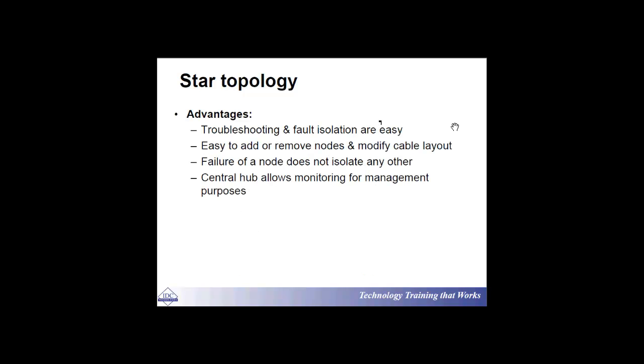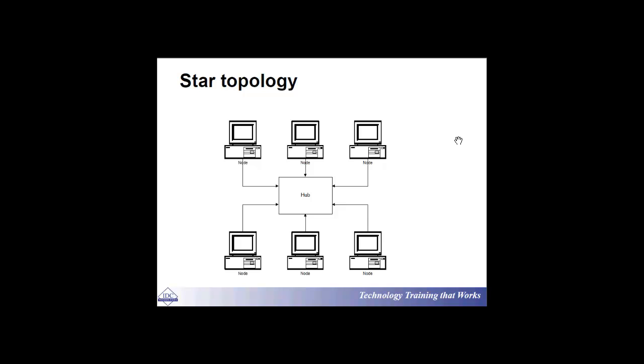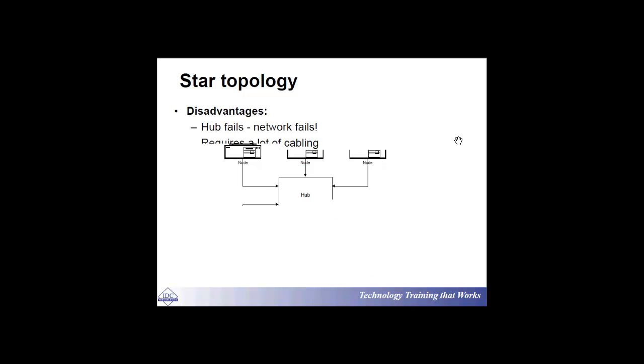So what about the advantages? Well, troubleshooting is much better. Easy, again, to add or remove nodes, not a problem. You have got a central hub that allows monitoring for management purposes. So this hub here is responsible for data management. Any disadvantages? Yes, as I said, if that hub fails, then what? The whole network fails. It really doesn't matter whether you are using IEC 61850 or anything. If you lose your hub, finish.